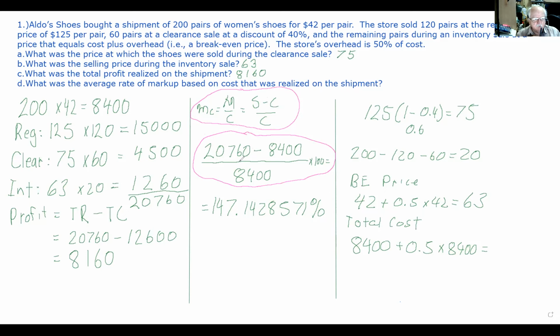Now, someone has asked me, please explain. I'm not sure what part of it you would like me to explain. I can go over it all again from the beginning. Because they've given us three different prices, the regular price, the clearance price, and the inventory sale price, we had to do three different calculations to get the revenue.